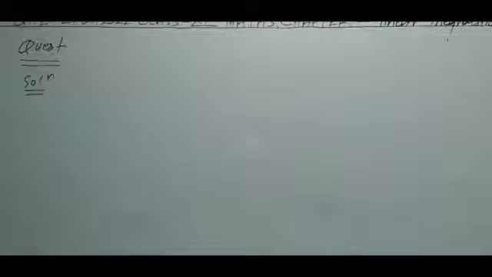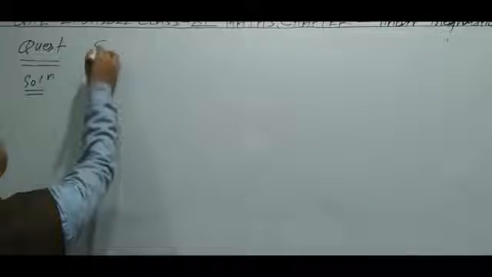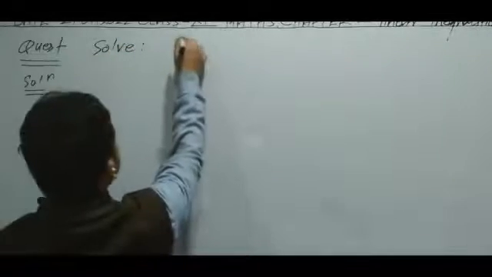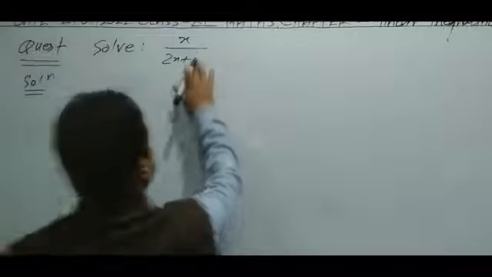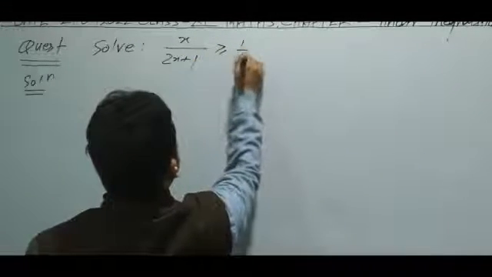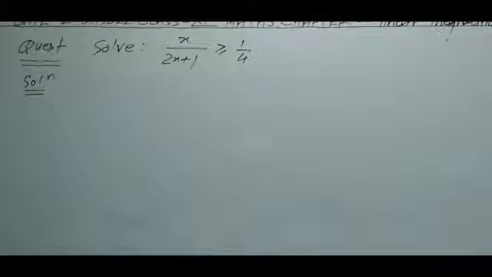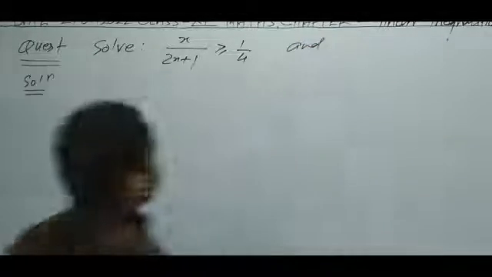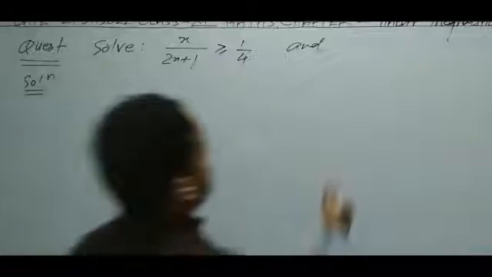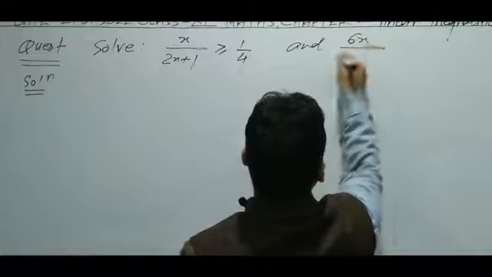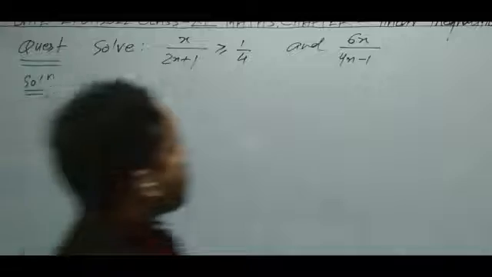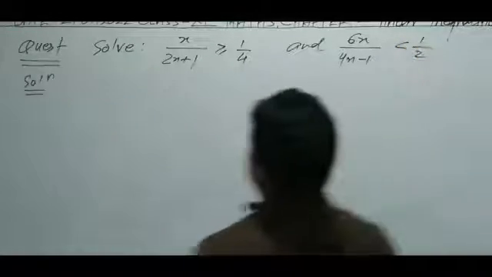Solve x upon 2x plus 1 is more than or equal to 1 by 4, and 6x upon 4x minus 1 is less than 1 by 2.